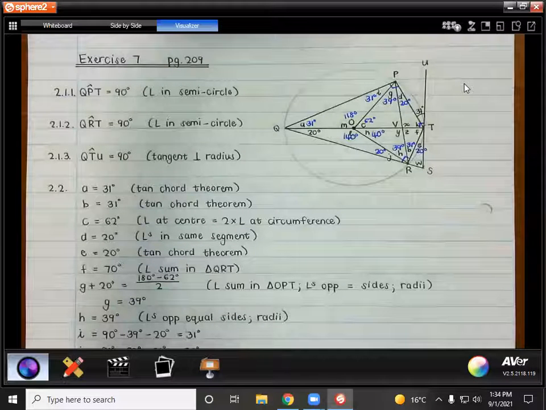Alright. Okay, so number 2, there we go. Number 2 was very long because there were so many angles that you had to find. Thank you. That will help.